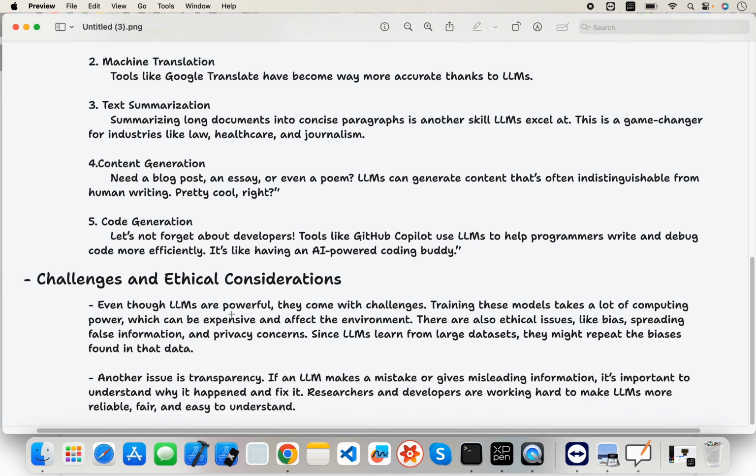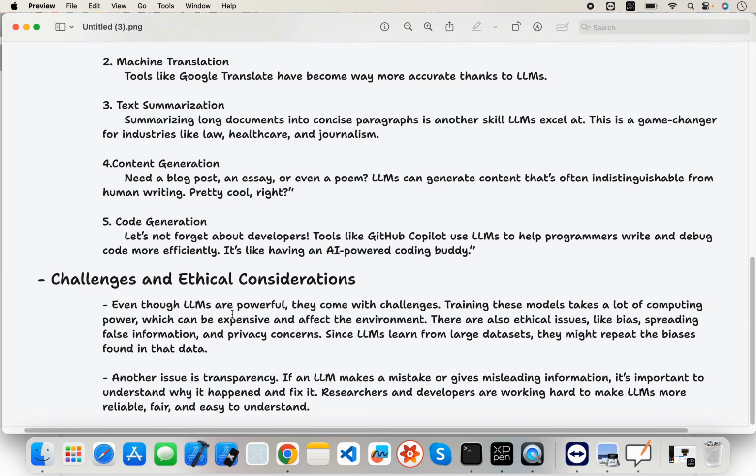So now what are the challenges with the LLM? First and foremost, as it is a large model and we are using a large amount of data, of course it will utilize a large amount of resources as well, right? Training this model takes a lot of computing power, which can be expensive in terms of money as well, right? And second, it will affect the environment as it will use more GPUs, and there is more carbon emission, right?